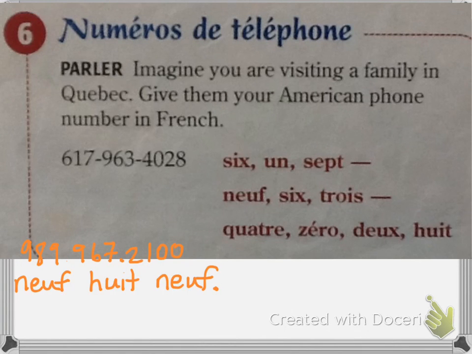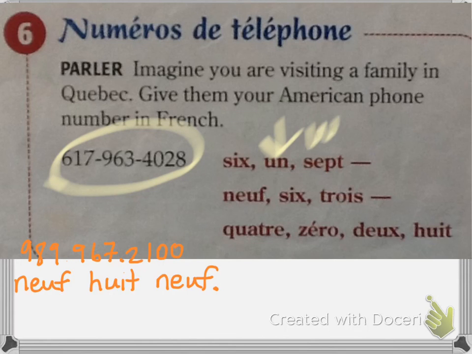The second part is exercise 6, numéro de téléphone. Imagine you are visiting a family in Quebec. Give them your American phone number in French. They give you an example again: they wrote out the number in digits, and then the same number in words. That's what you're going to do for your homework. I use the school phone number here as an example. You're just going to do this for one phone number. It can be your real phone number or a made-up phone number. This is not me trying to get your phone number; this is just you practicing writing numbers and learning how to spell them.